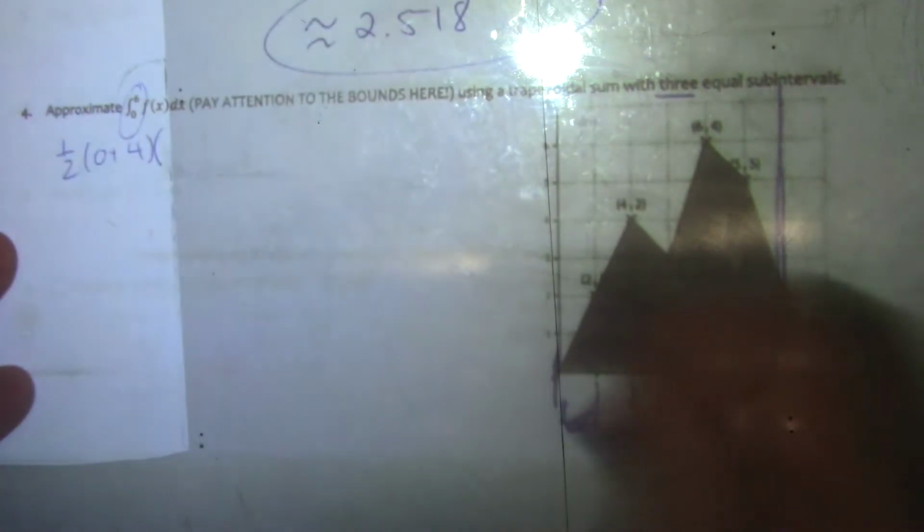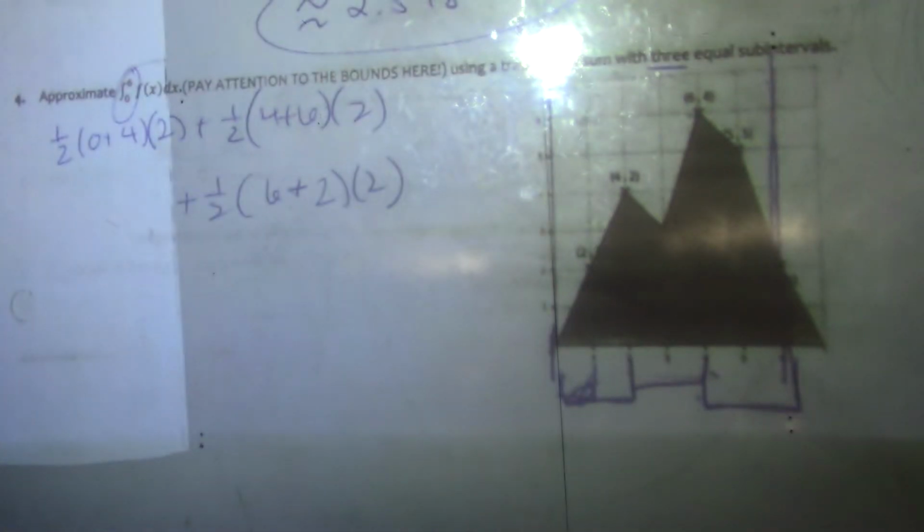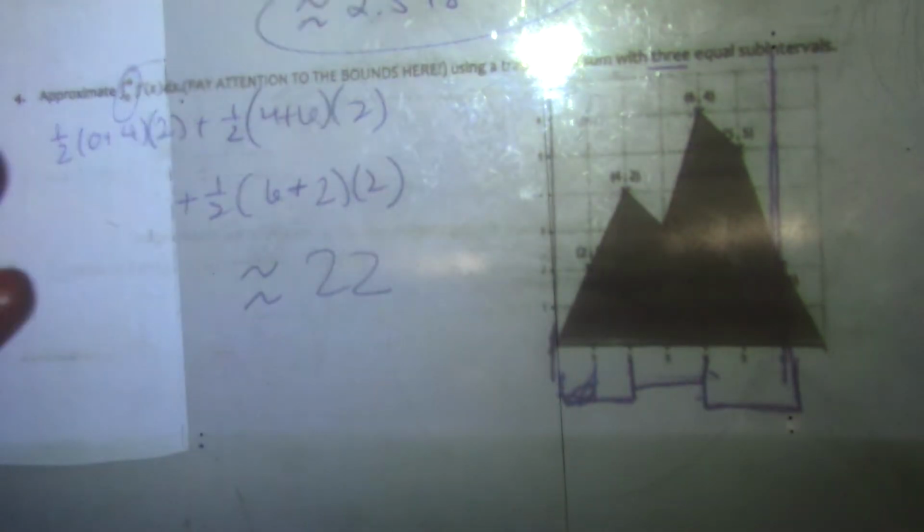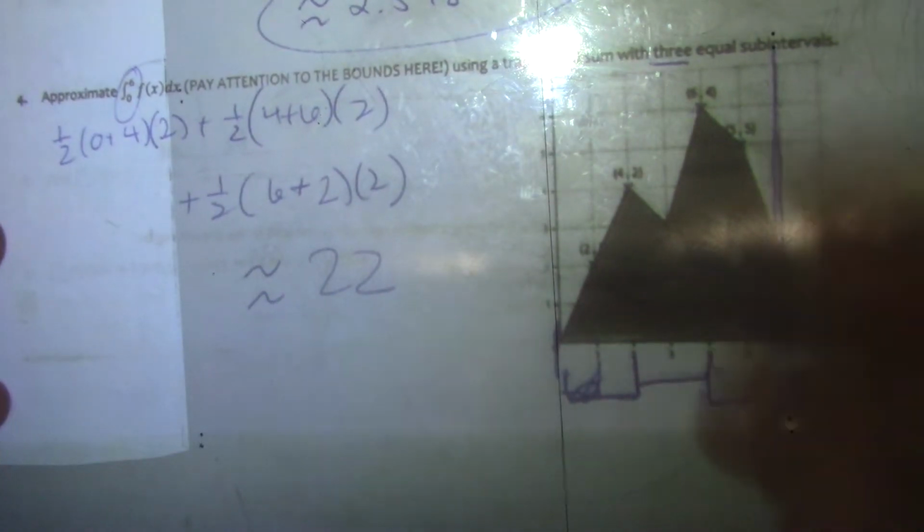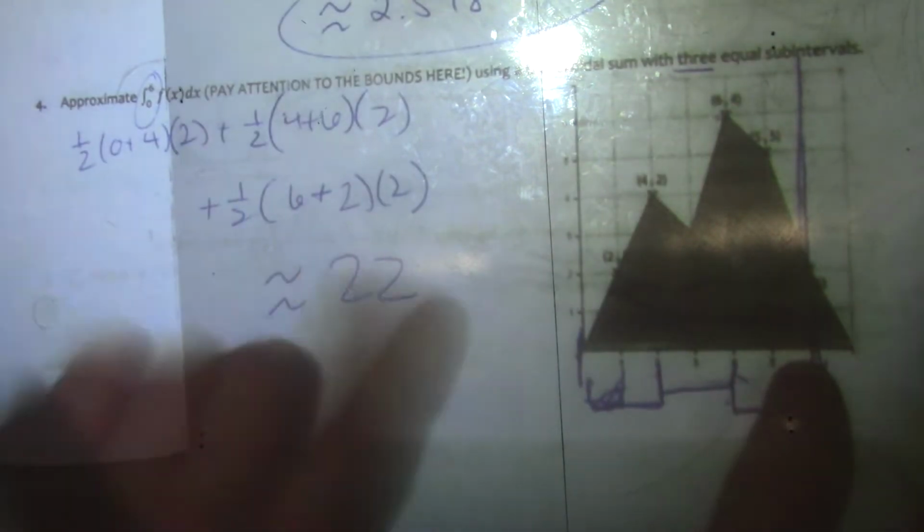This one we're going to use trapezoids: 1/2 times height of 0 plus 4 times base of 2, plus 1/2 height of 4, height of 6, base of 2 still, plus 1/2 height of 6, ending with a height of 2, times 2. And then you just type it in your calculator, and this approximation is 22. That is not going to be the exact area. This one you actually could find the exact area, but we used 3 trapezoids to get the approximation, so it's an approximation.